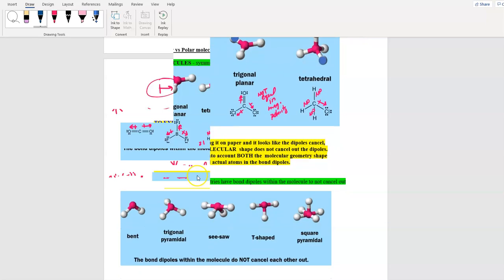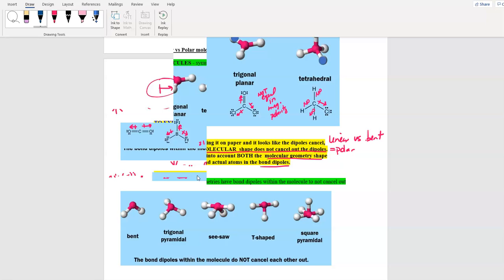AP talking to you again. Beware of drawing. Drawn on paper, it looks like the dipole moments cancel, but the true molecular shape name, as in linear versus bent. Always, always, students get these two shapes very confused because of those lone pairs. If the true molecular shape does not cancel out the dipole, then you have a polar molecule. So be very careful. You have to account for both the geometry shape, aka the name, and the actual atoms in the bond dipole. So we have to take into account the shape name and what those dipoles are doing.